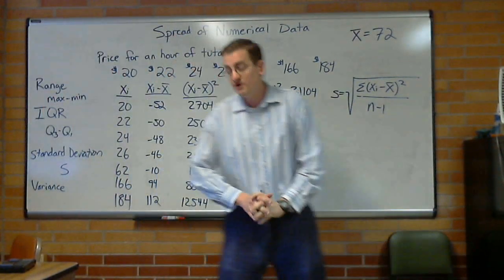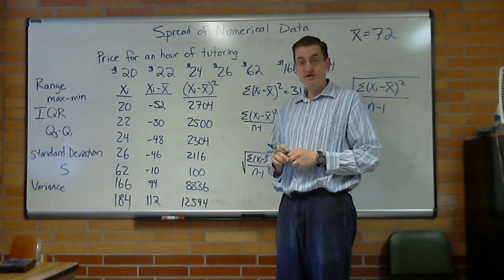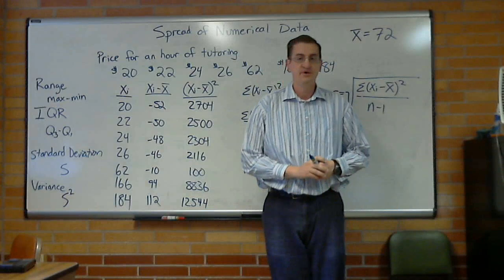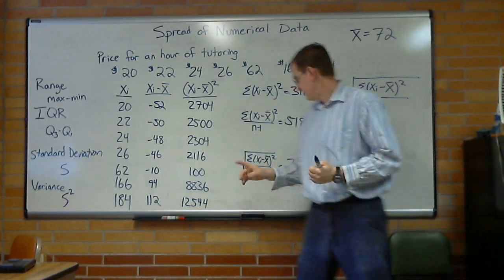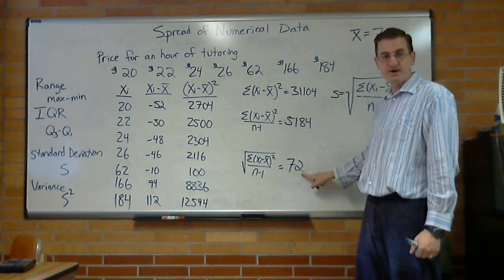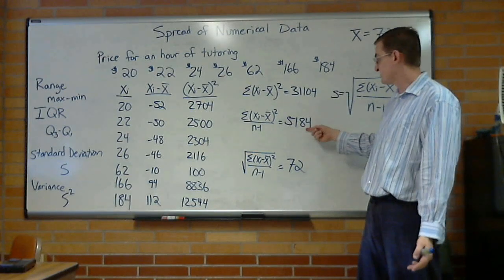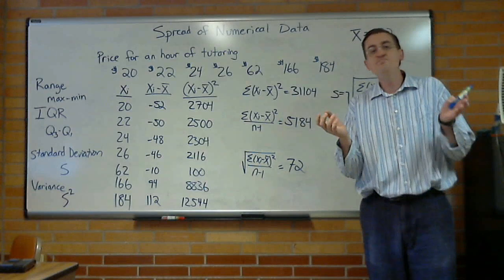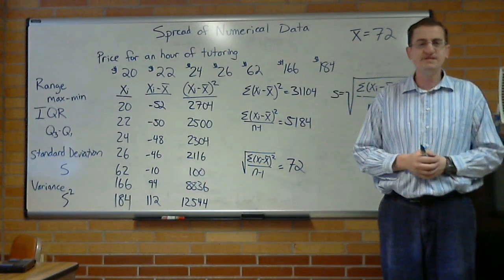Now, let's move on and talk about variance. Variance is the standard deviation squared. You ready for this? Here's how we do it. We take 72 and we square it. Actually, that number's already on the board, right? Because this is what we had before. Our variance is 5184. Can you picture that or use that in any sort of a sentence?